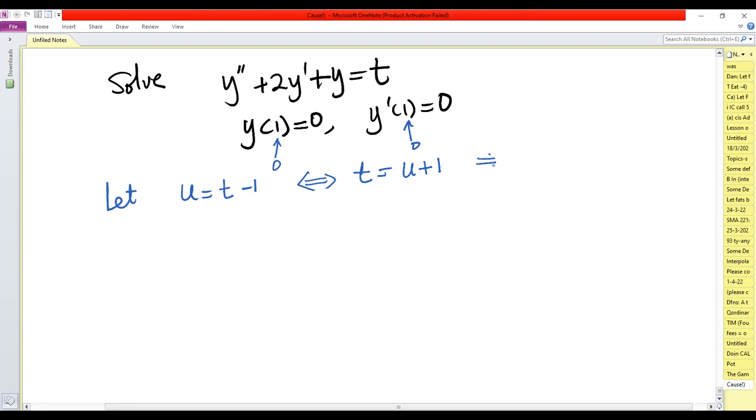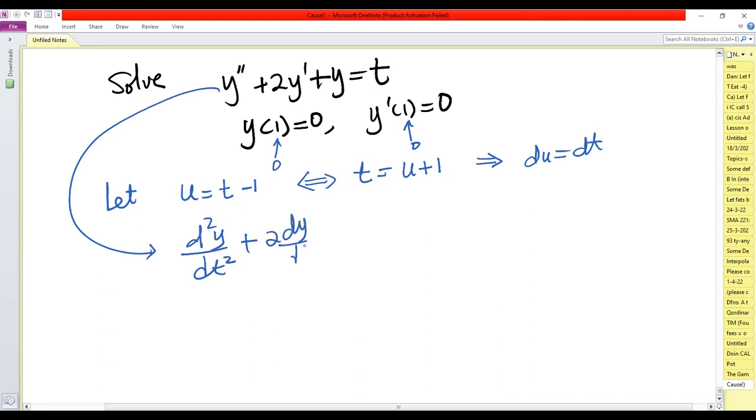Now, this means du is the same as dt. And so this differential equation can be written as d squared y dt squared, because it's in terms of variable t, plus 2 dy dt plus y equals t. Now, remember this is the same thing as saying du dt is the same as 1. Now, we want to transform our differential equation from the independent variable t to the new independent variable u. So we need to express everything in terms of this new variable u.